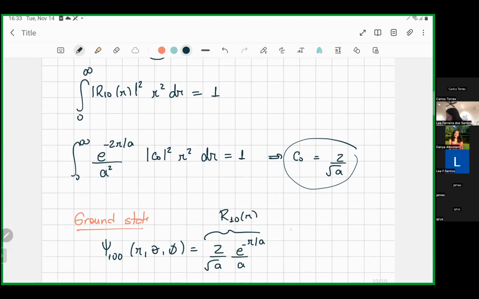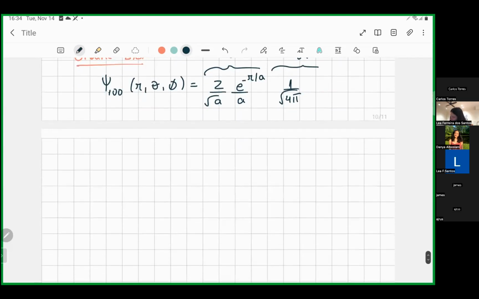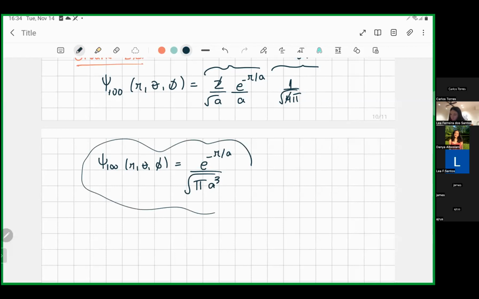And then we have the part that comes from the spherical harmonics, 0 and 0 for the ground state, which is this. Okay, so the solution, you put all these together, this square root of 4 with 2 cancel. We have exponential minus r over a, over square root of pi a cubed. This is finally the solution.